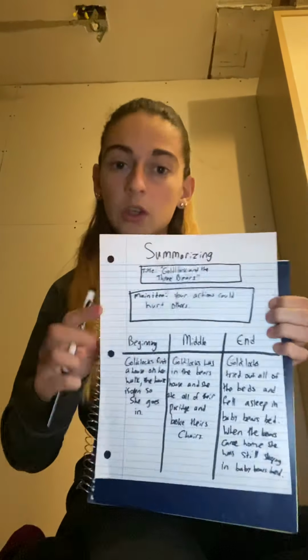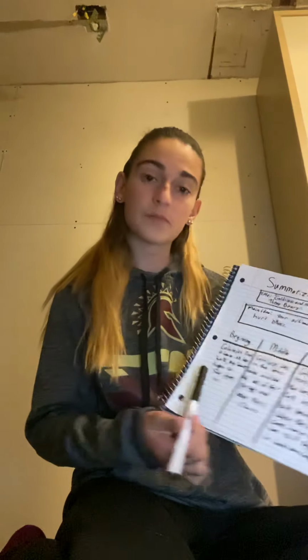Okay. So now we filled out the graphic organizer. We wrote down the title of our story, Goldilocks and the Three Bears. We wrote down our main idea, your actions could hurt others. The beginning, where Goldilocks finds a house on her walk. The house is open, so she goes in. The middle, Goldilocks was in the bear's house and she ate all of their porridge and broke their chairs. And the end, Goldilocks tried out all of the beds and fell asleep in Baby Bear's bed. When the bears came home, she was still sleeping in Baby Bear's bed.